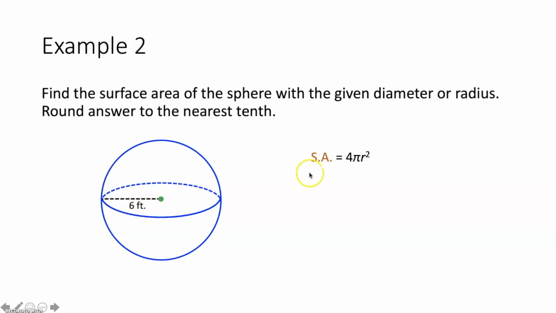So all I have to do is take 6 feet, plug that in for our r right here, square that, and then multiply it by 4 pi out front. Now I get that the exact surface area of this sphere right here with a radius of 6 feet is 144 pi feet squared, or square feet.